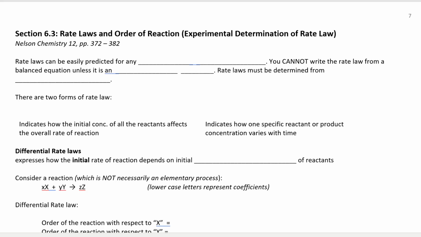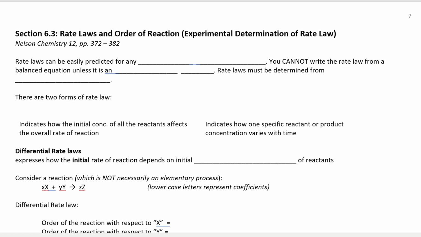In this lesson, we're going to be looking at rate laws and order of reaction, so the experimental determination of a rate law. Just to recap, in the previous lesson, we learned that overall chemical reactions are made up of a series of smaller chemical reactions called elementary steps, and all those elementary steps put together is the reaction mechanism that produces the overall reaction.